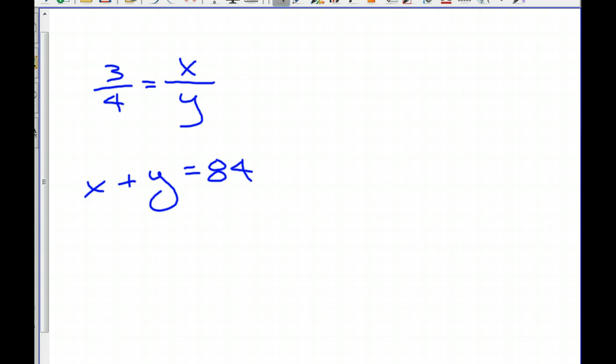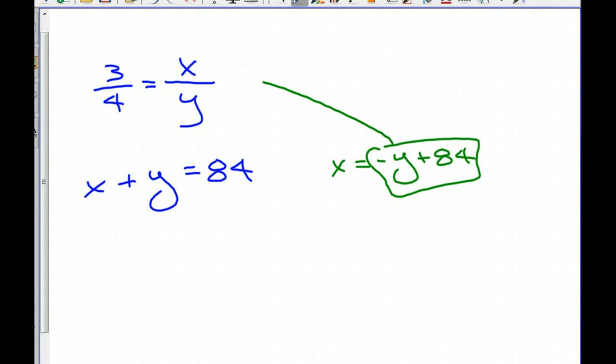Kendra, give me a good guess. Educated guess, please. You change the x plus y equals 84 and make it x equals negative y plus 84, and then substitute that for the x, right? And then take this and substitute it in there. Yes. Would you do that? You can do that. I don't know if I would, but it works. What you did was correct.